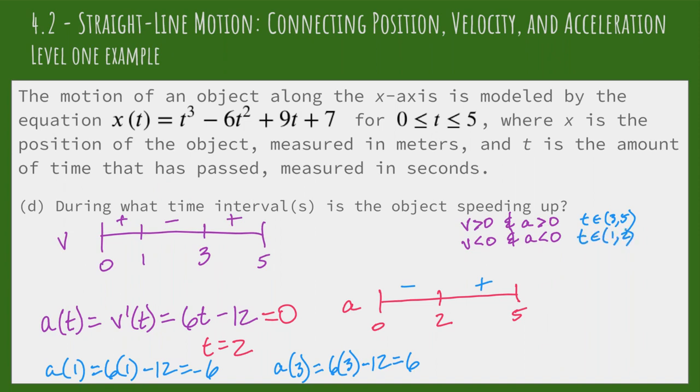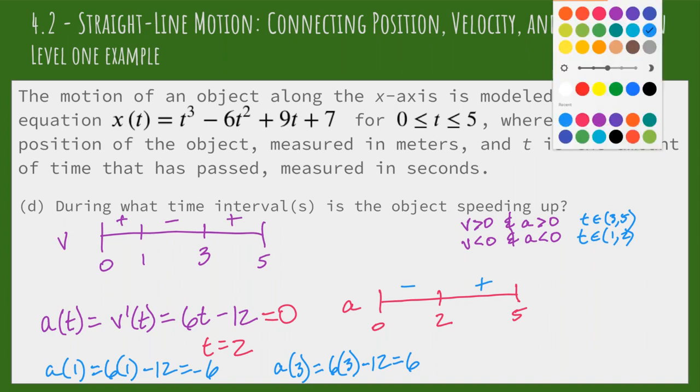Okay, so between 3 and 5, the object is speeding up because the velocity is positive and the acceleration is positive. So the velocity is positive and increasing. Between 1 and 2, it's speeding up because the velocity is negative and it's decreasing, so it's becoming more negative.